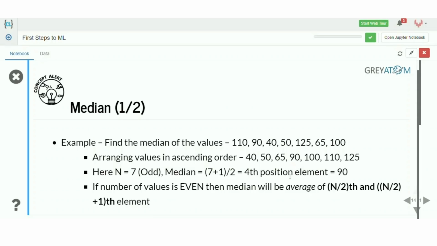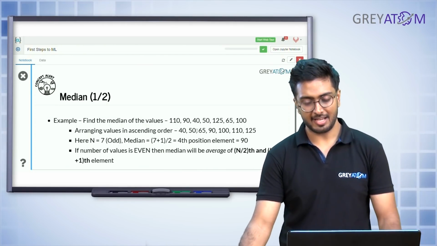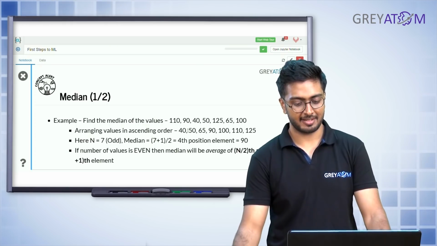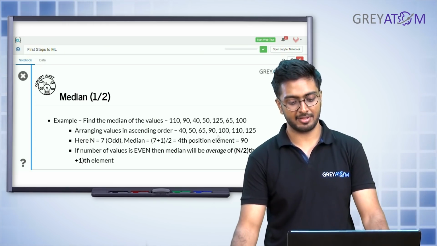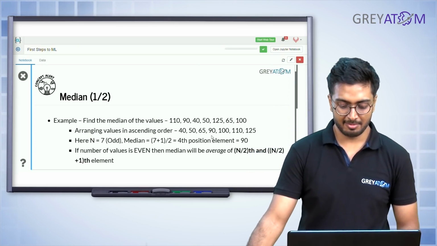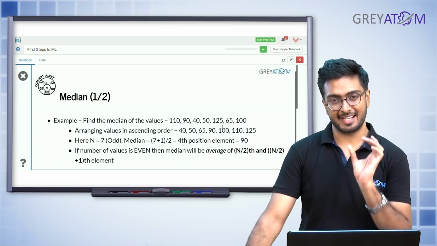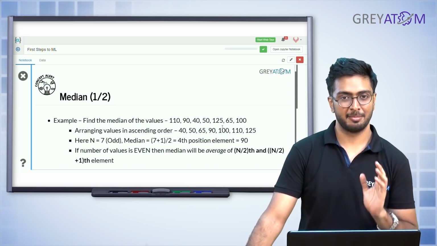Now if you were to calculate the mean, how would you do it? You would take 40 plus 50, 90, 90 plus 90, 110, 110 plus 110, 210 plus 100, 310 plus 125 plus 65. That's a lot of numbers, right? If you want, you're free to calculate it, and once you do, see how that number is different from the median. Median is nothing but the middlemost value. That's literally the definition of median, the middlemost value.